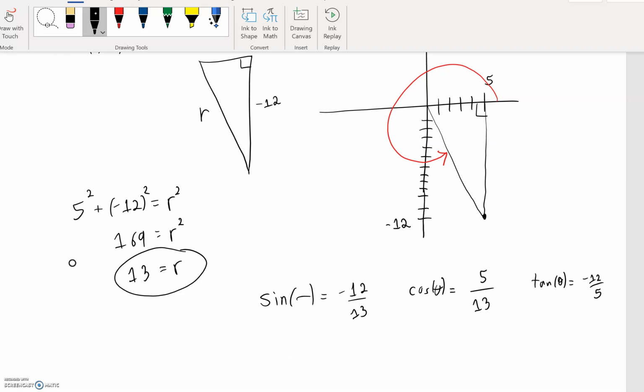And the last thing that we'll do here is find the reciprocal functions. The reciprocal of sine is cosecant. The reciprocal of cosine is secant. And the reciprocal of tangent is cotangent. So taking those reciprocals, you end up with the following.